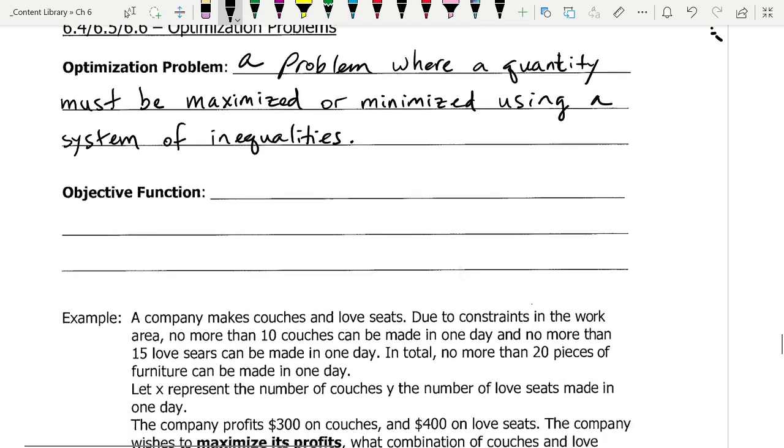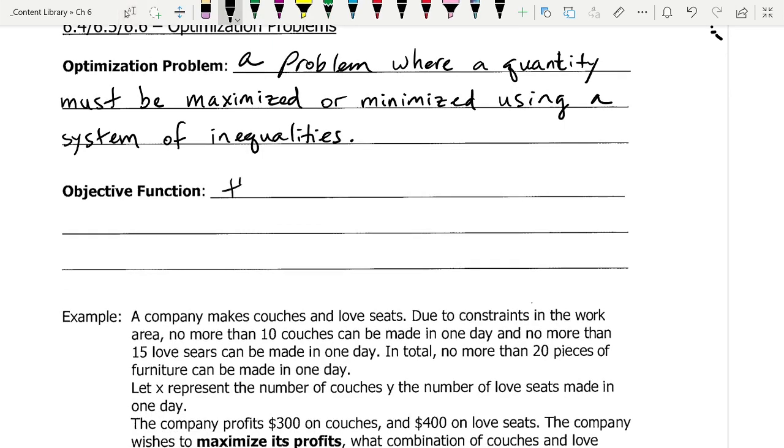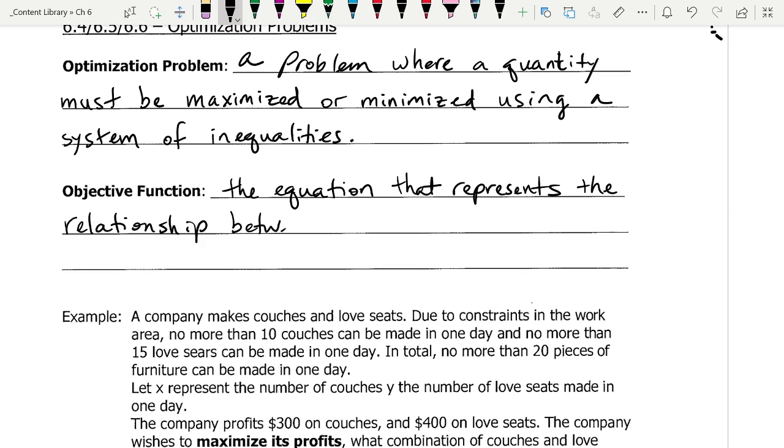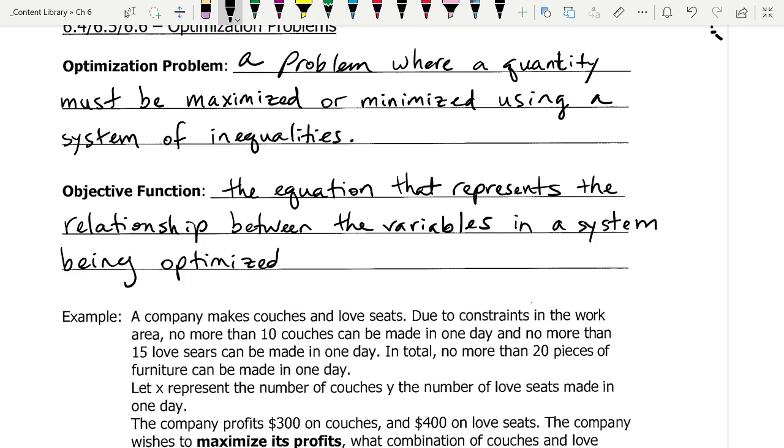The objective function is the equation that represents the relationship between the variables in a system being optimized. I'll give you a sec to catch up to me.